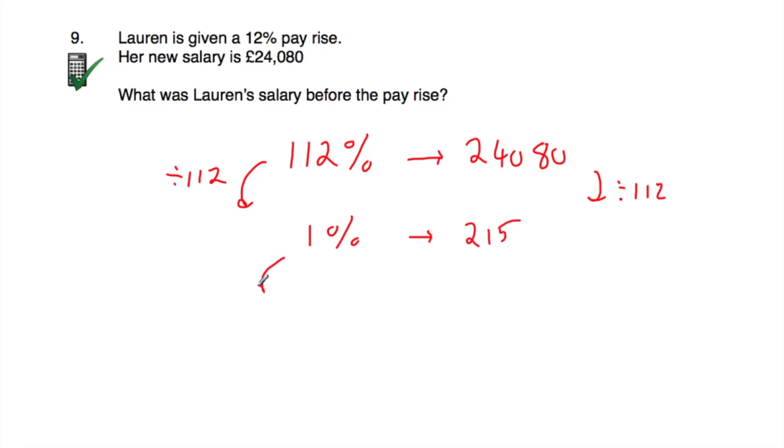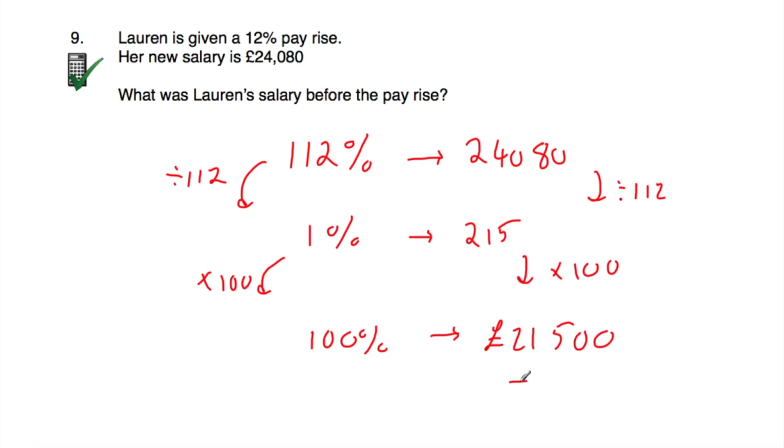Then we want to find 100%, what her salary was before she had the pay rise, so we're going to multiply by 100. Then 215 times 100 would be 21,500. So that means that Lauren's pay before the pay rise was £21,500. In this question, she was given a 12% pay rise, so her salary's gone from 100% up to 112%, and this is equal to £24,080. We divided both of those by 112 to find 1%, and then we times by 100 to find that 100%, her pay before the pay rise, was 21,500.